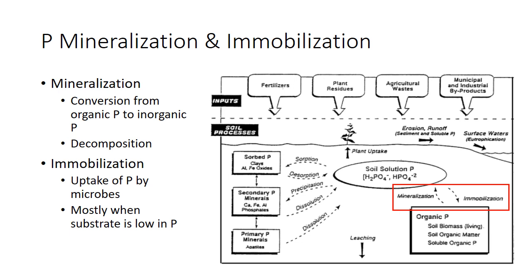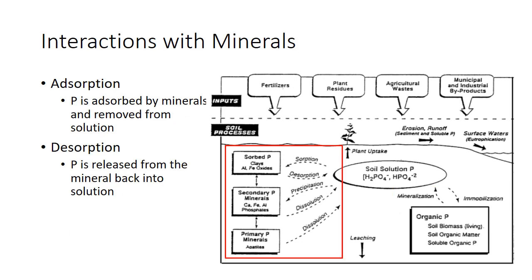And then there's immobilization, where if the microbes are decomposing a substrate that is low in phosphorus, the microbes will immobilize or remove phosphorus from solution and incorporate that phosphorus into their biomass while they are decomposing the phosphorus poor substrate. And they won't release that phosphorus back into solution until they're done decomposing that substrate.